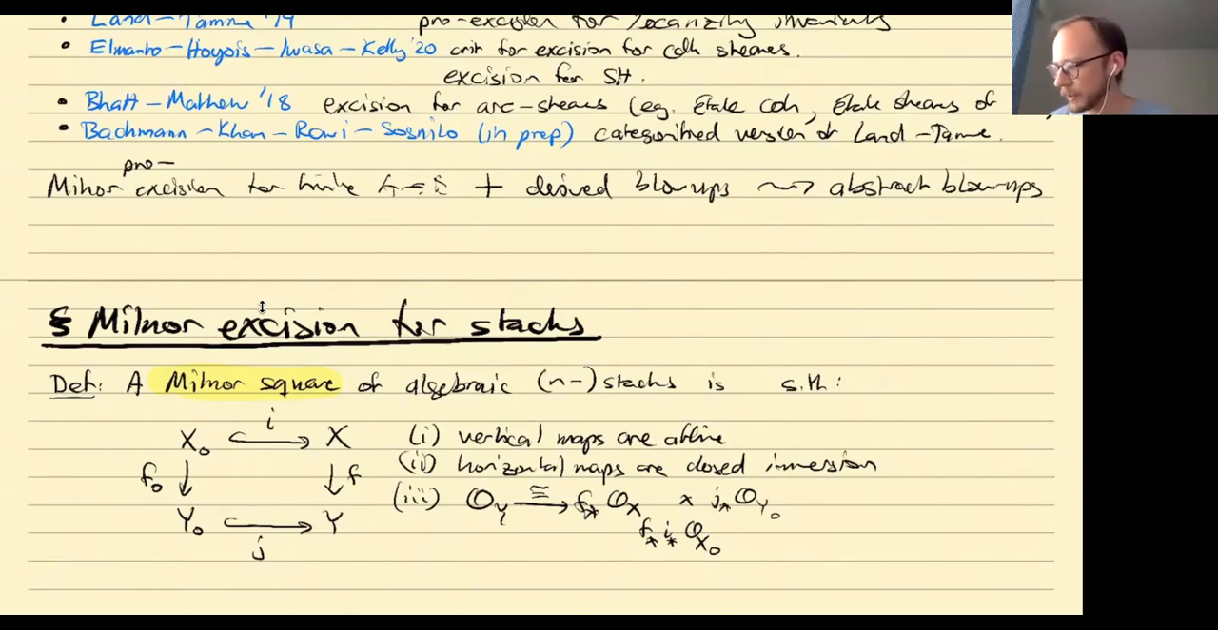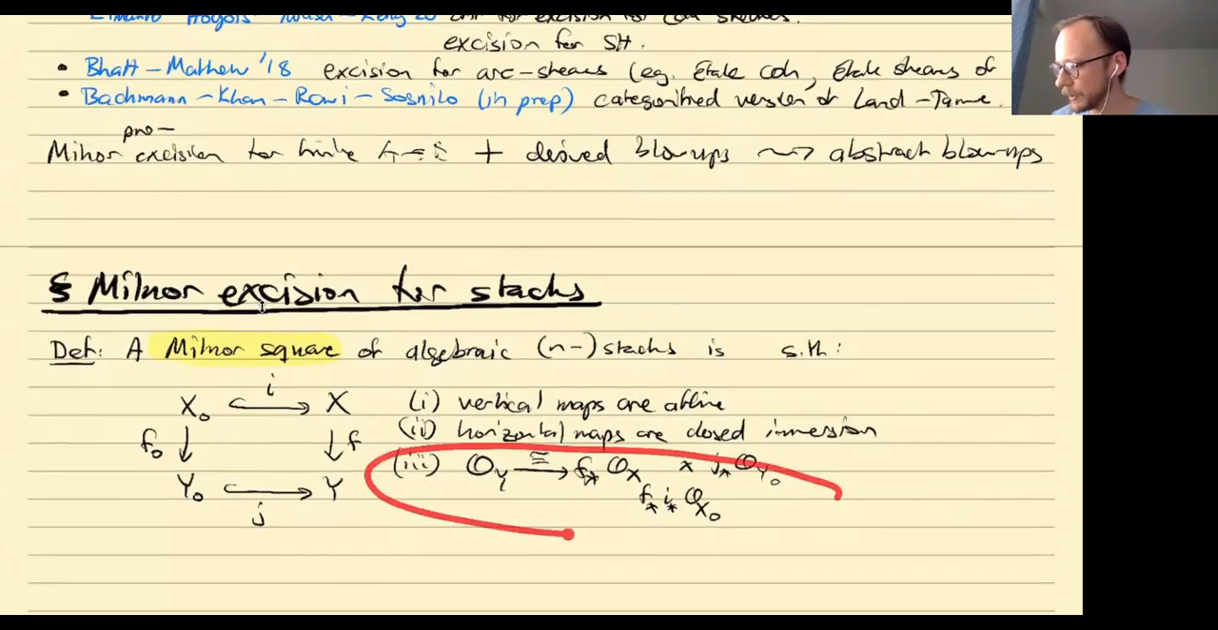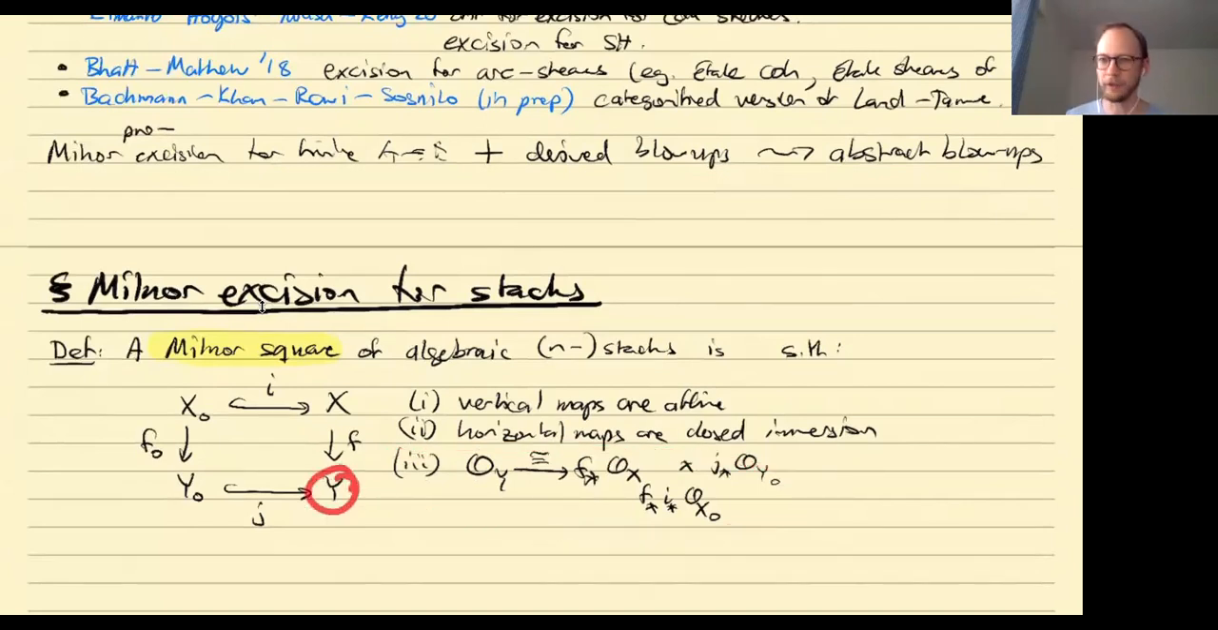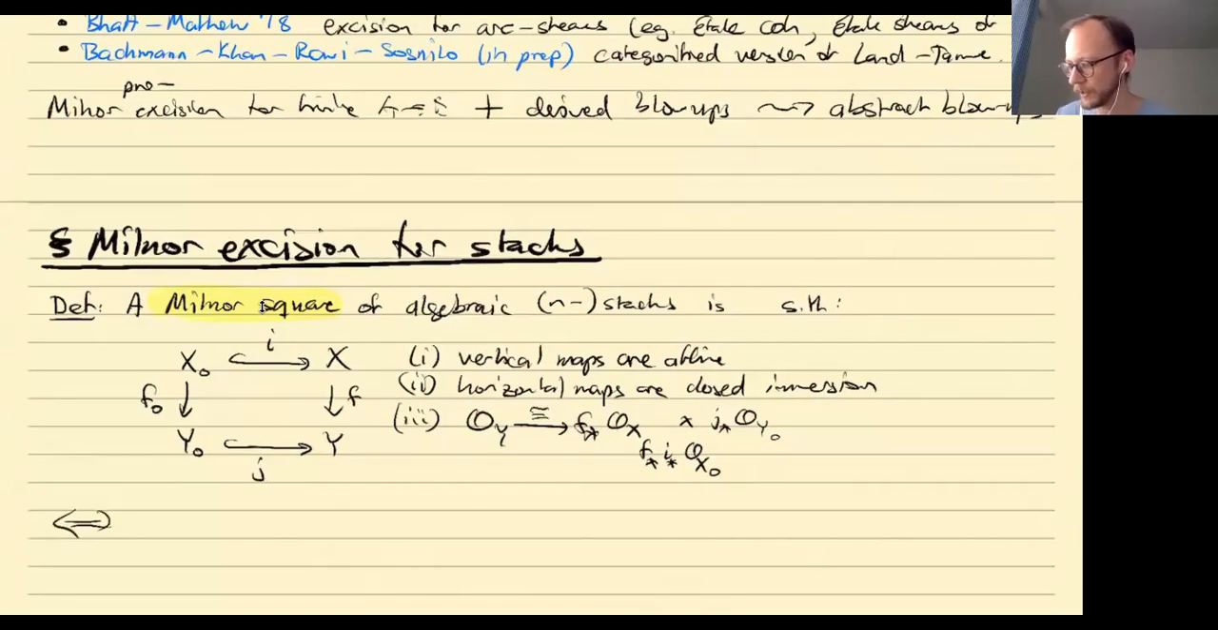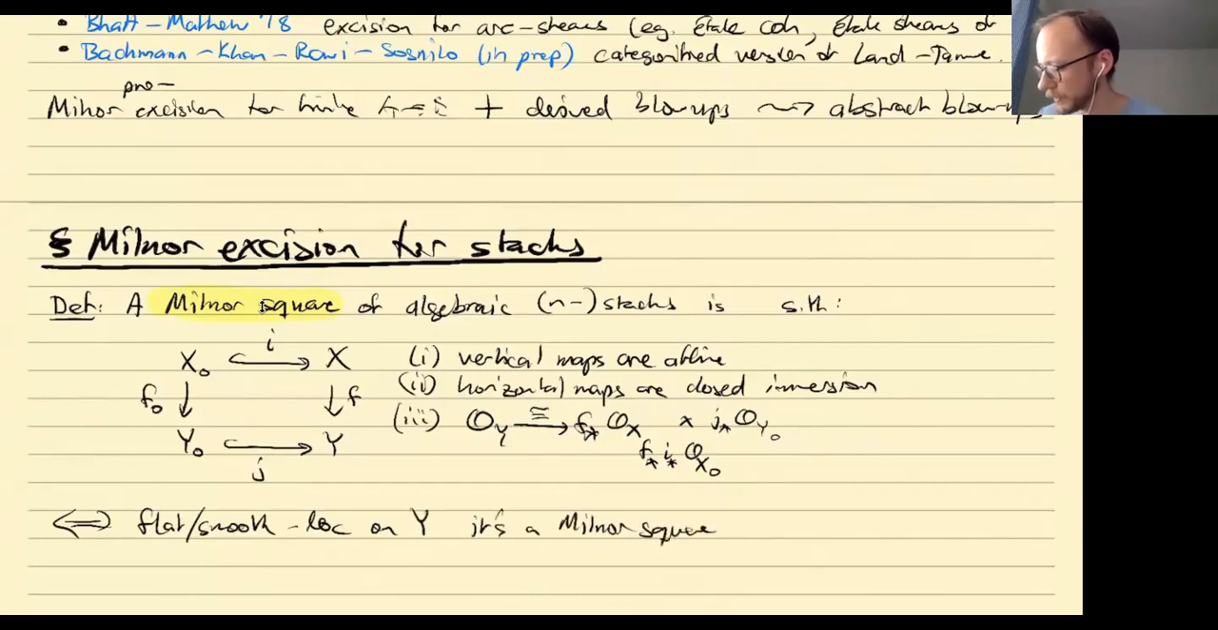As you can see, this condition is local on Y for, let's say, the flat topology. Fiber products are preserved by flat base change. Being affine is also a local question, and being a closed immersion is also a local question. So you could say that these conditions are just equivalent to saying that, flat or smooth locally on Y, it is a Milnor square of affine schemes. So this is a natural definition.